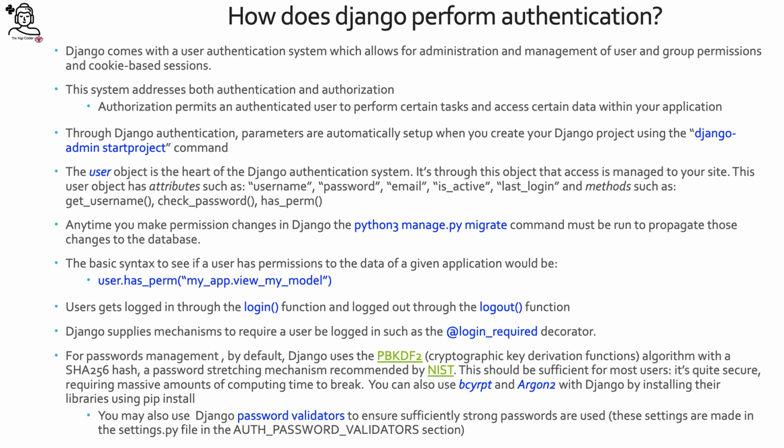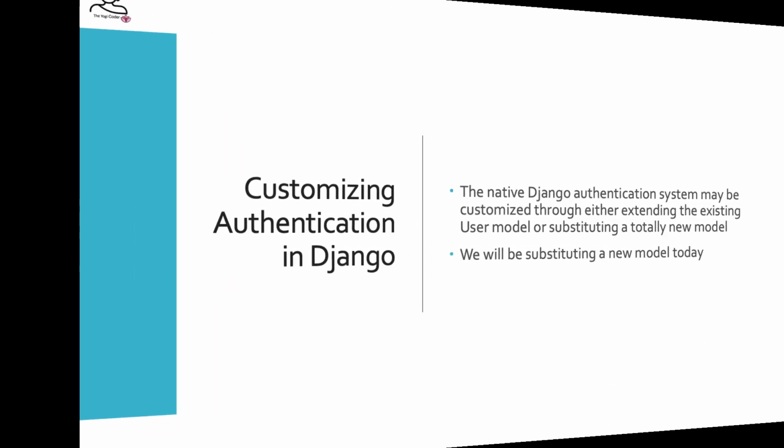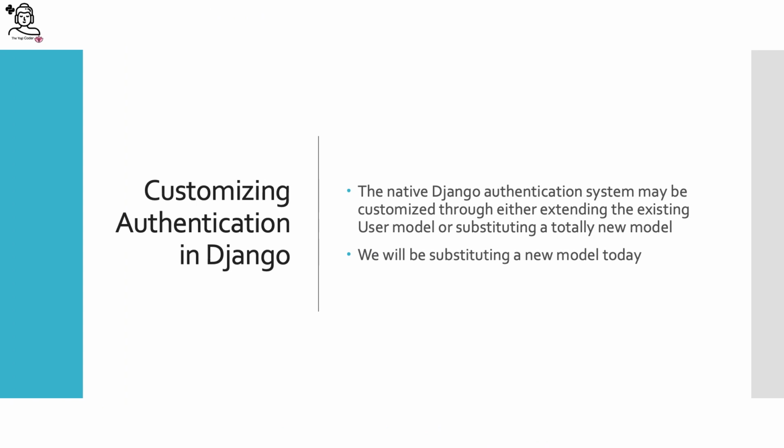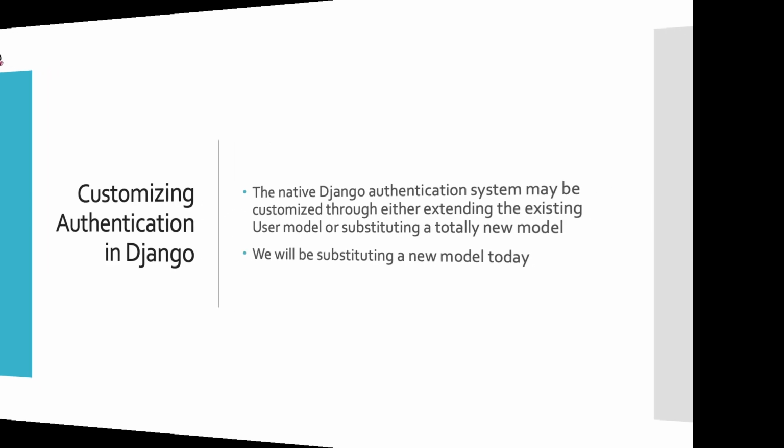These settings are made in the settings.py file in the AUTH_PASSWORD_VALIDATORS section. So there's really quite a lot that you can do with Django right out of the box. The native Django authentication system may be customized through either extending the existing user model or substituting a totally new model. We will be substituting a new model today.